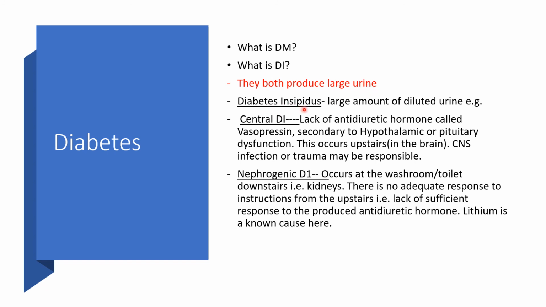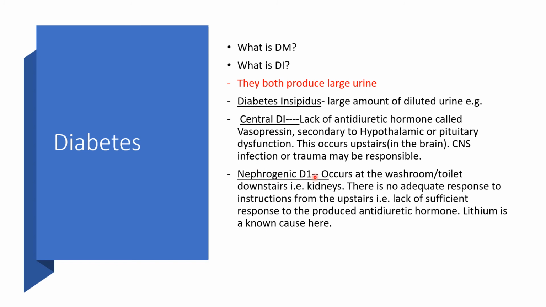In diabetes insipidus, a large amount of diluted urine will be produced. It may be central diabetes insipidus. In that case, there will be lack of the antidiuretic hormone called vasopressin. This is as a result of trouble or dysfunction happening at the hypothalamus or with the pituitary gland. These will occur in the brain, right? And we can trace the cause of this sometimes to central nervous system infection or trauma to the central nervous system. If it is not central diabetes insipidus, it might be nephrogenic diabetes insipidus.